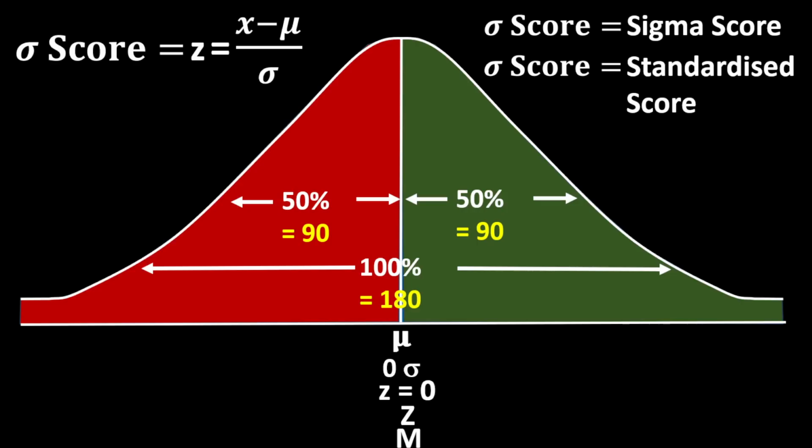Friends, the observations lying before mu, at the left side of the perpendicular line, have values less than 65, because 65 is the value of our mu, and the 90 observations lying after the perpendicular line, at the right side, have values more than 65.